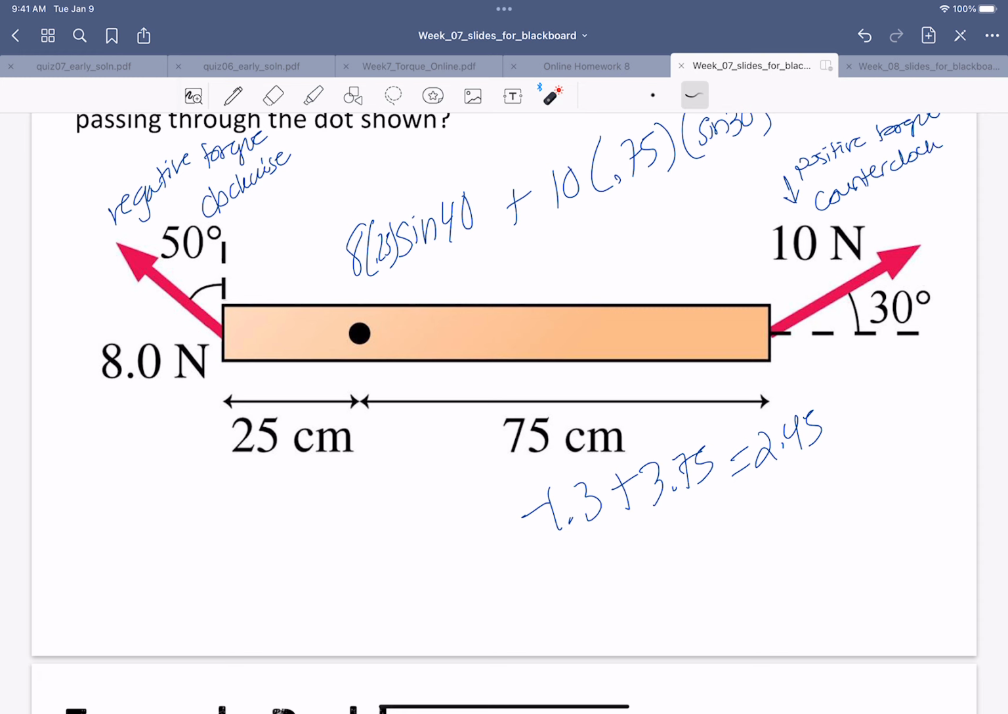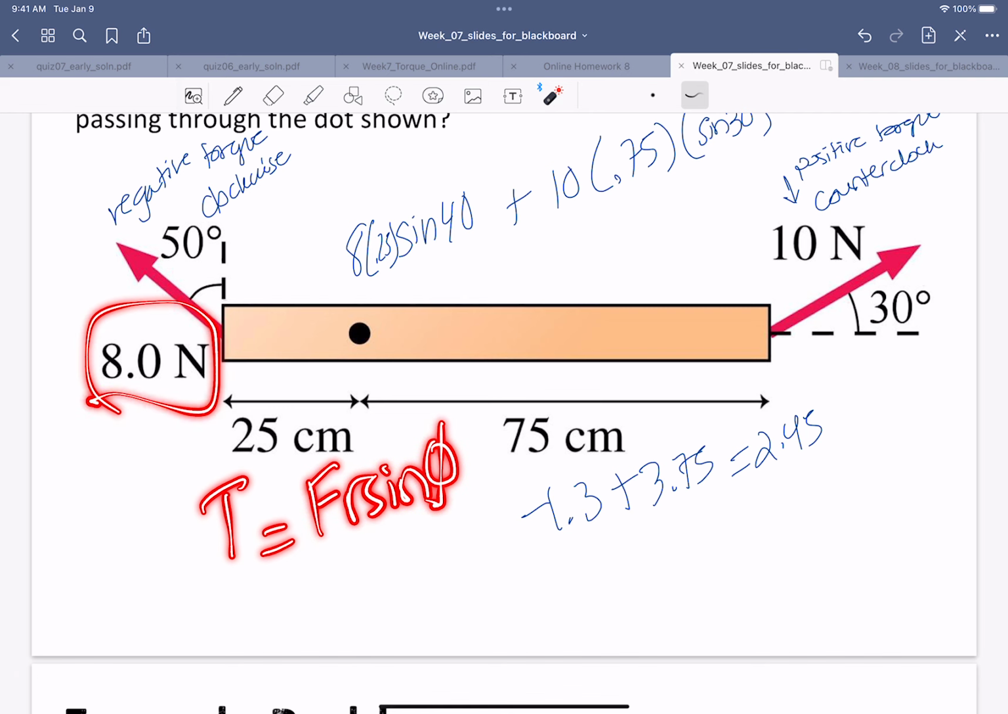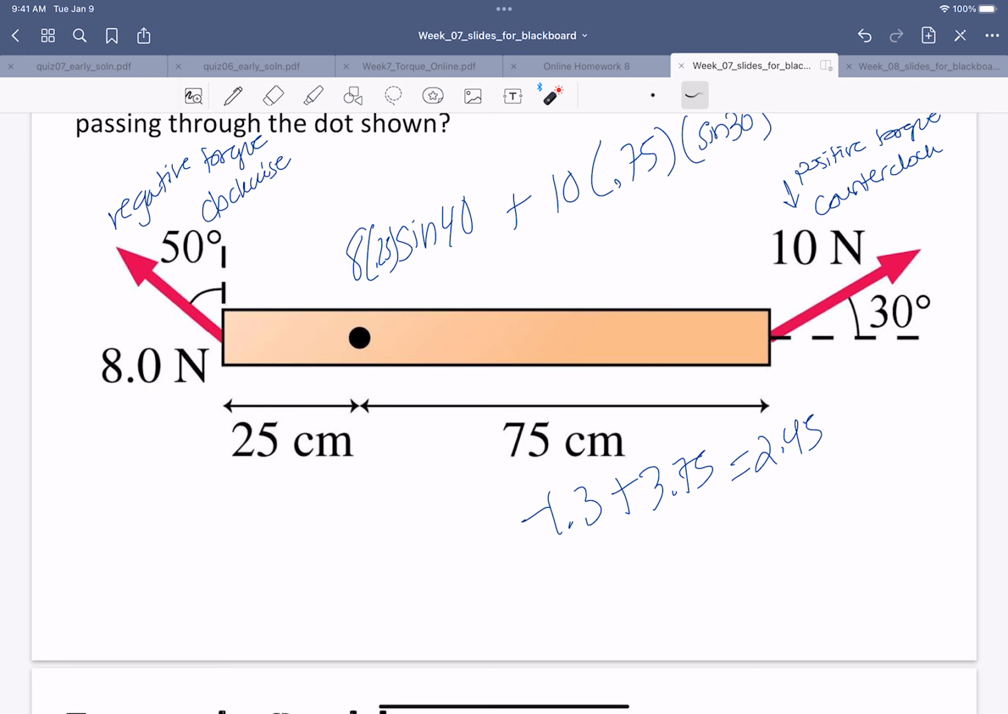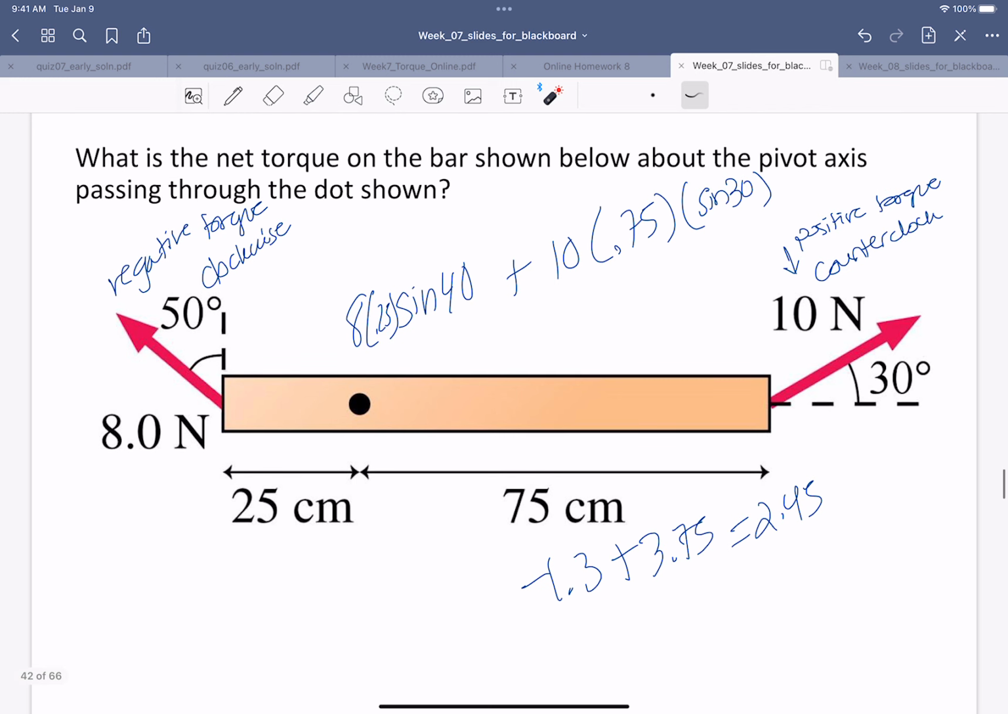Now, for each individual torque, once again, you can calculate it by F R sine phi, right? So here's your force, 8 newtons. R is the distance away from the pivot. So if this is the pivot, 25 centimeters is going to be the radius for this 8 Newton force, and then 75 centimeters is going to be the radius for this 10 Newton force. Force is 10 newtons, force is 8 newtons, and then your angle here, your phi, is going to be dependent on the angle that is sandwiched in between the force and the radial line.